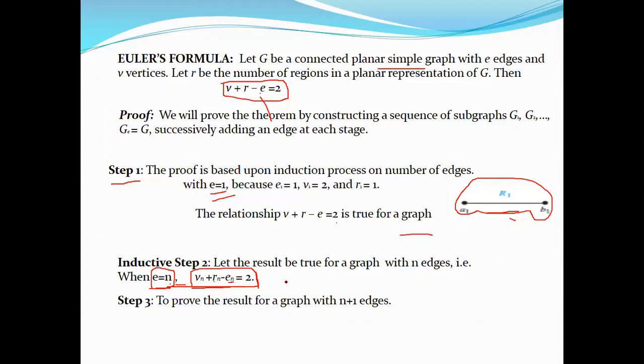Now the final step of the induction process is to prove the result for the next consecutive value of N, that is, for N plus 1 edges.